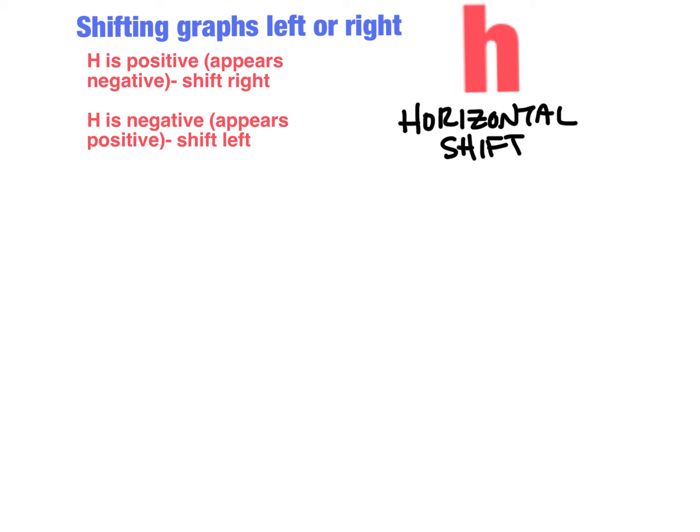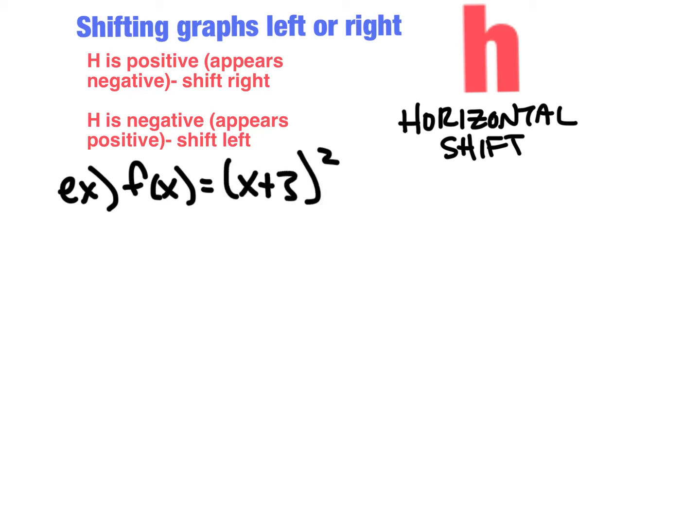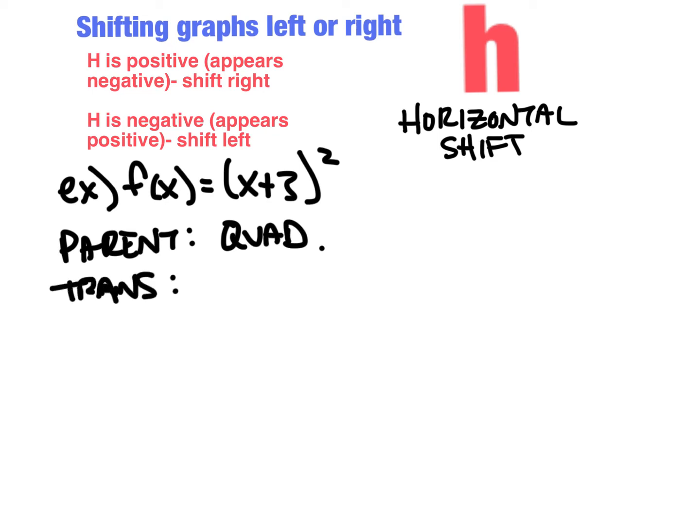So let's jump right into an example, and we'll use a quadratic. f of x equals (x plus 3) squared. Its parent is a quadratic, as we just talked about. And for its transformation, it looks like I have a positive in here, so it must actually be negative. Whenever h is negative, we shift left. So this is going to be shifted left 3.